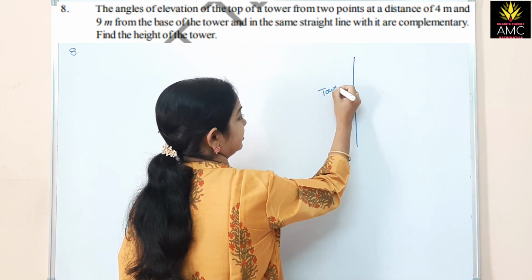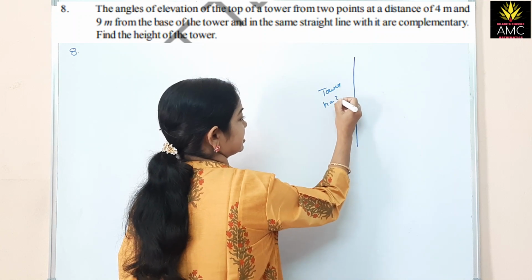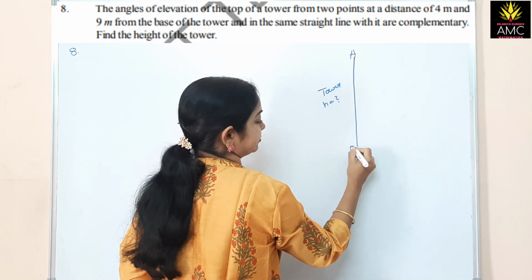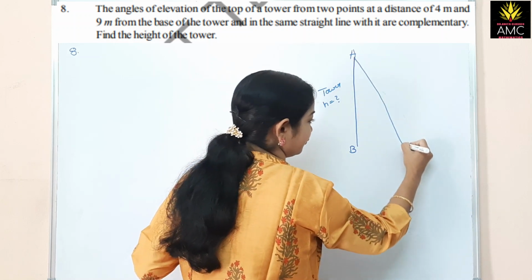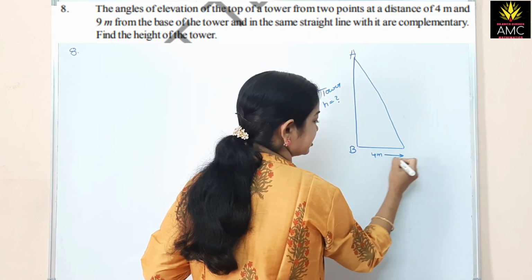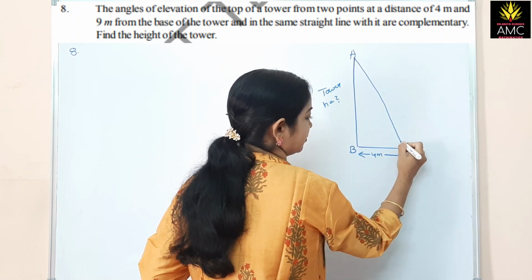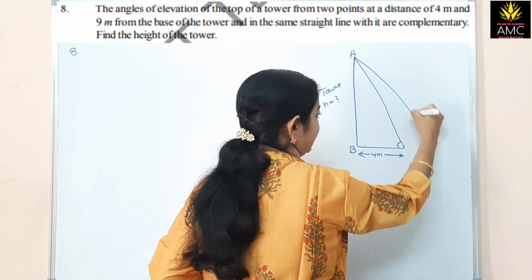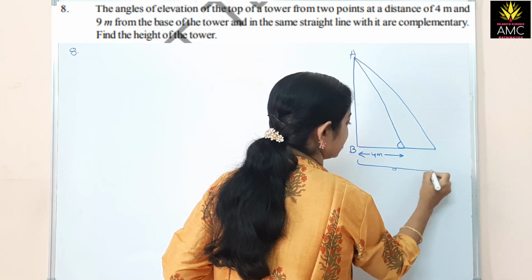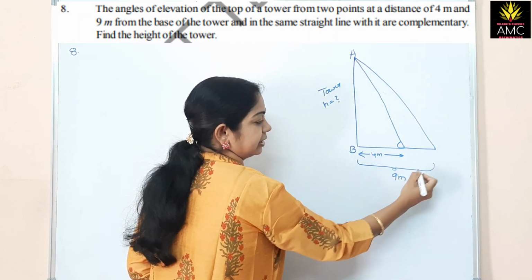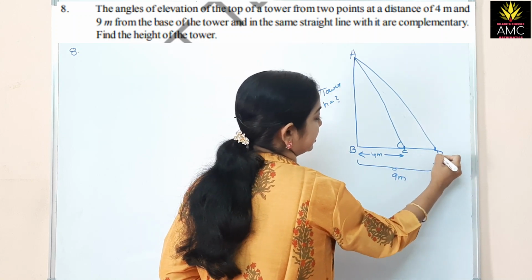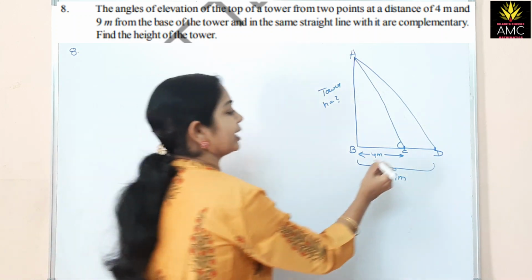This is the tower. Let us suppose this is h, and we want to find the height of the tower. At a distance of 4 meters, the point of observation makes some angle, and another point of observation is at a distance of 9 meters. Let this point of observation be C, and this one be D. Here these two angles are not given.